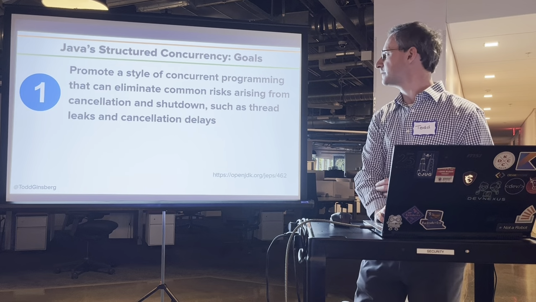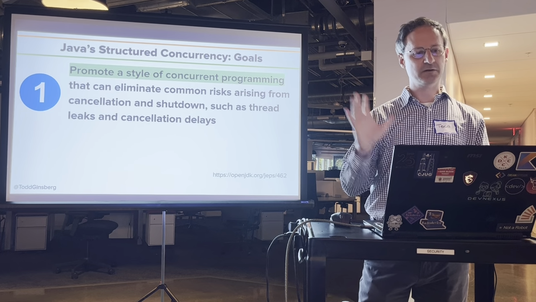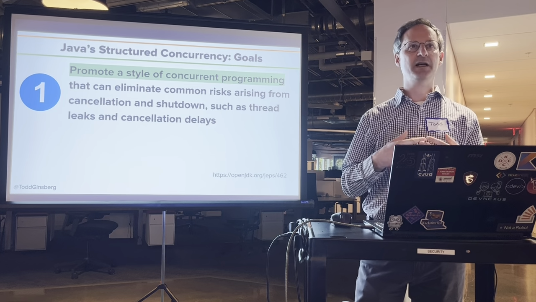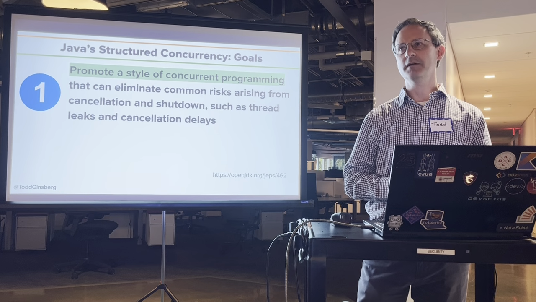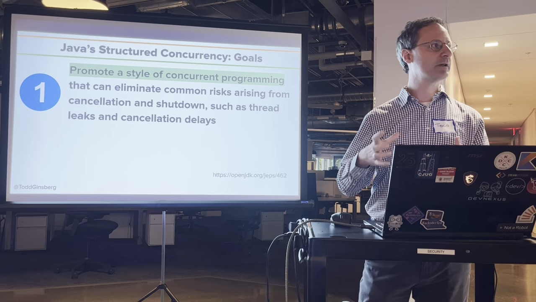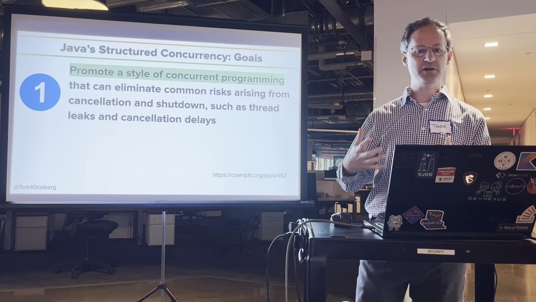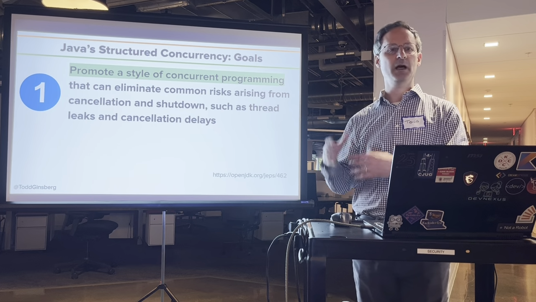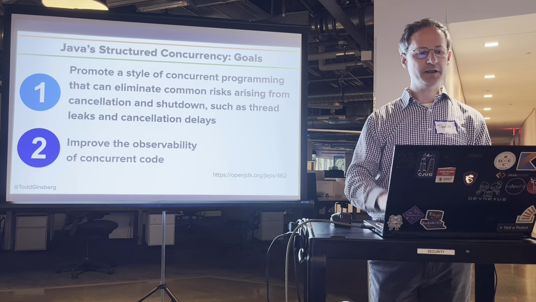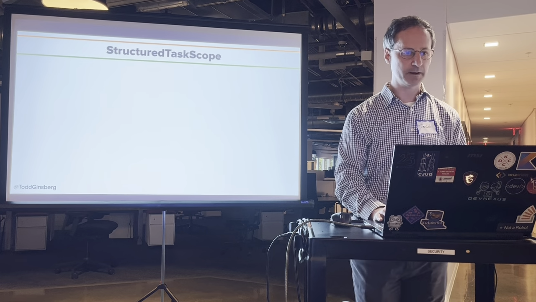So again, this is a bunch of text I've copied and pasted from the JEP on structured concurrency. This is the interesting part. Promote a style of concurrent programming. What I'm showing you is just an addition to the Java standard library. This isn't a change to the language. You don't have to use it. If you like the pattern that it's doing, you can write your own structured concurrency library. This is just a way to do concurrent programming, and Java is providing a reference example of it. And the other goal is to improve the observability of concurrent code, and I'll show you what I mean.